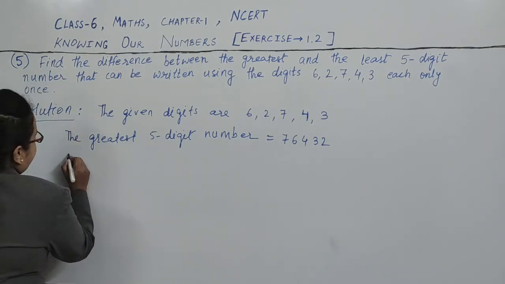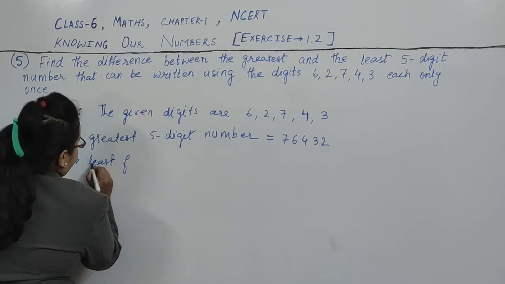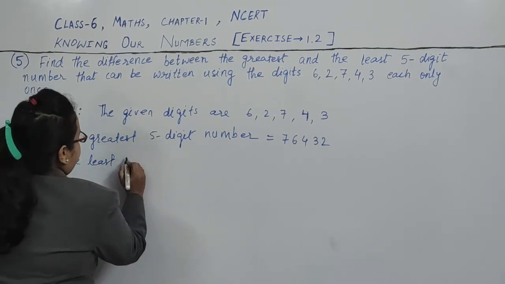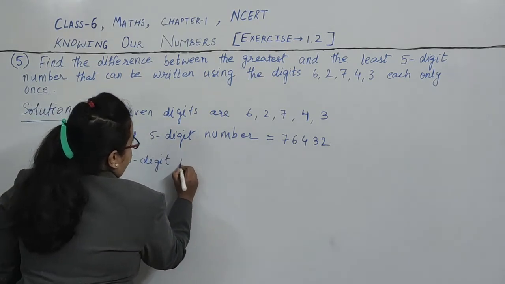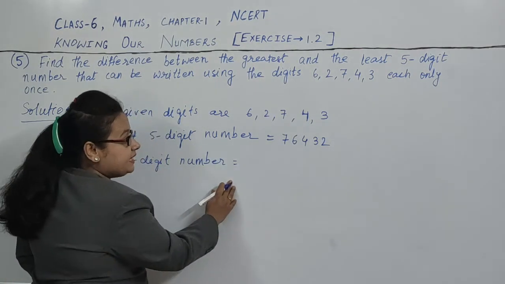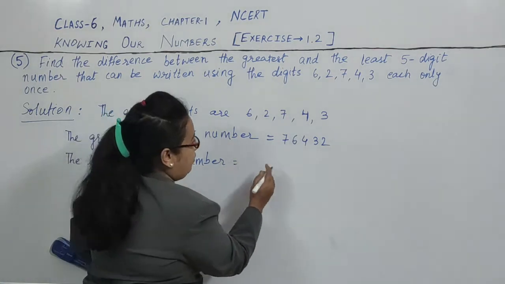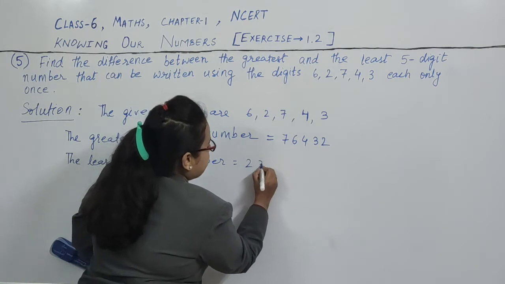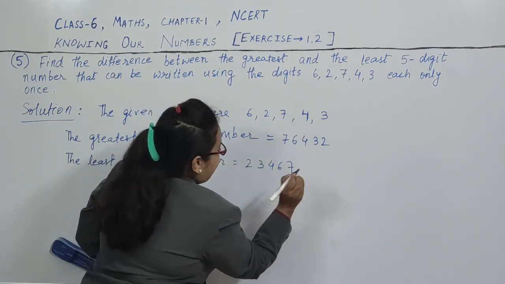Now the least 5-digit number, what will be the least? In the least, what will we do? We will start with the smaller number. What is the smallest among all these? 2 is the smallest. Then which one is bigger? 3, then 4, then 6, then 7.